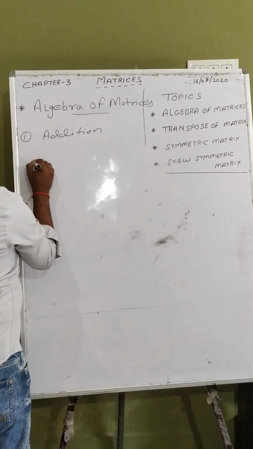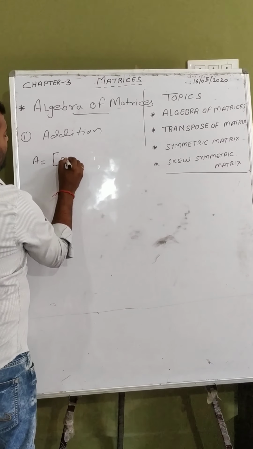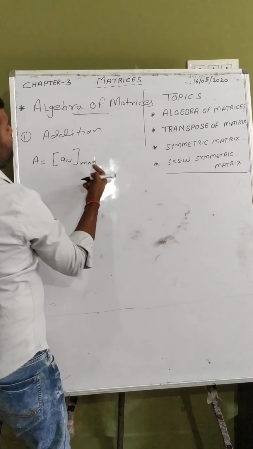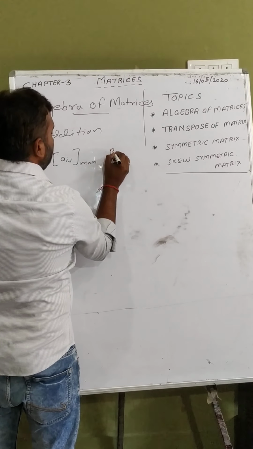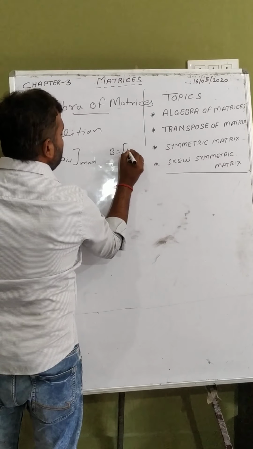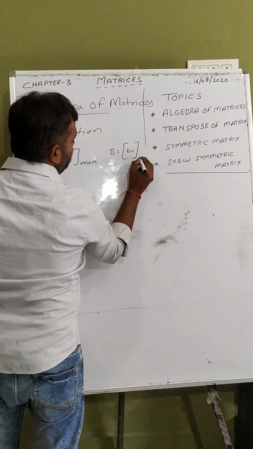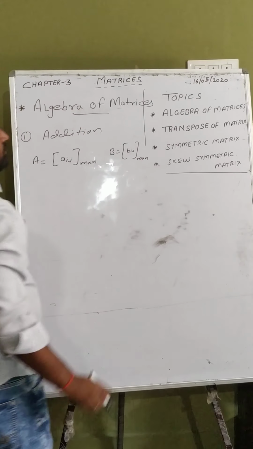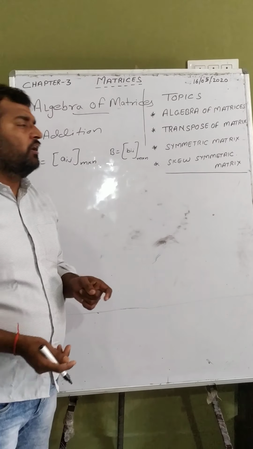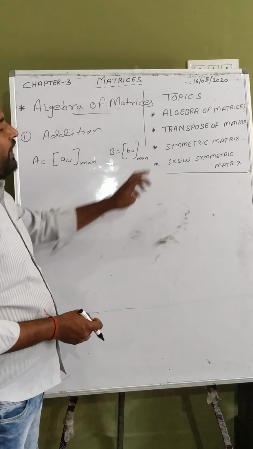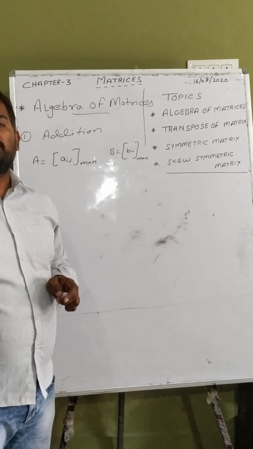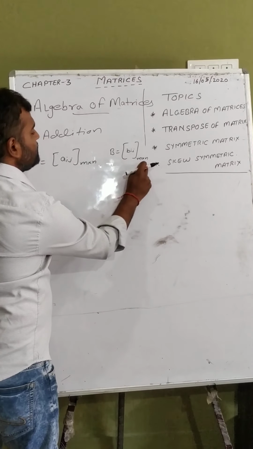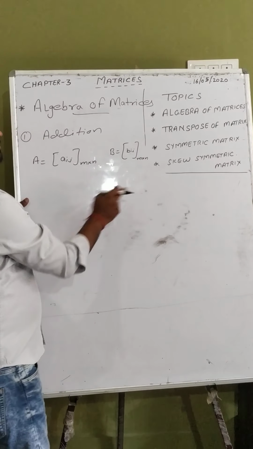Let us consider A equals Aij, m by n, be a matrix and B equals Bij, m by n, be another matrix. This is the criteria: two matrices can be added only if their orders are same. Then if their orders are same, these two matrices can be added.